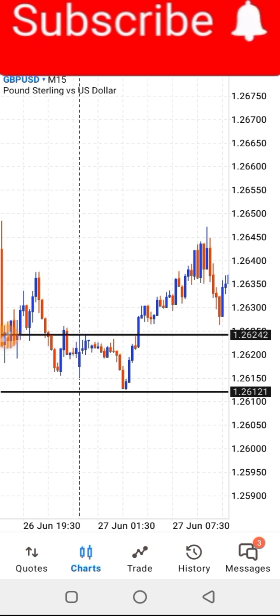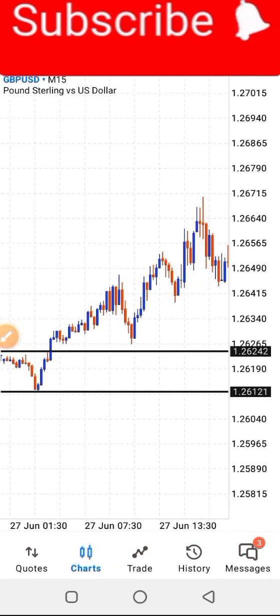Once you've marked it out like that, the next thing you want to do is wait for a breakout. So it's more like a breakout strategy. You wait for a breakout in any direction. It could be a breakout above or a breakout below. As you can see right here, it's a breakout above.